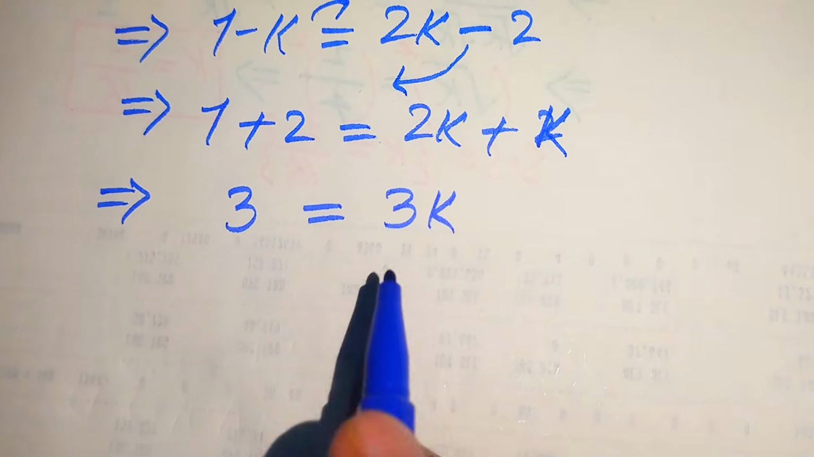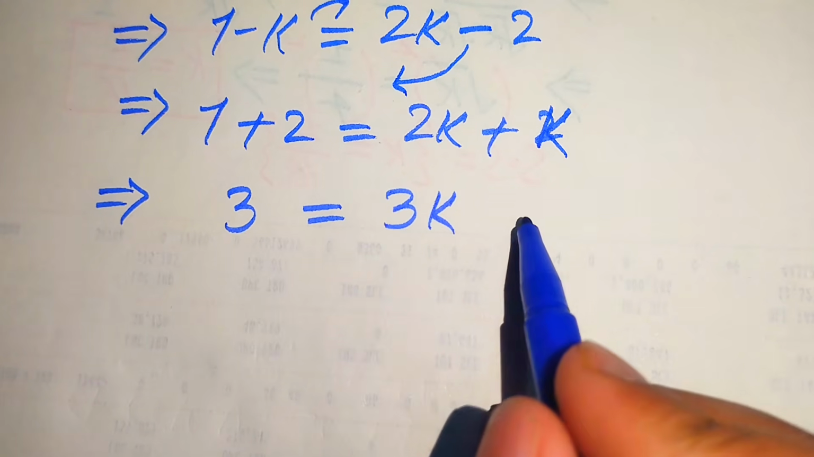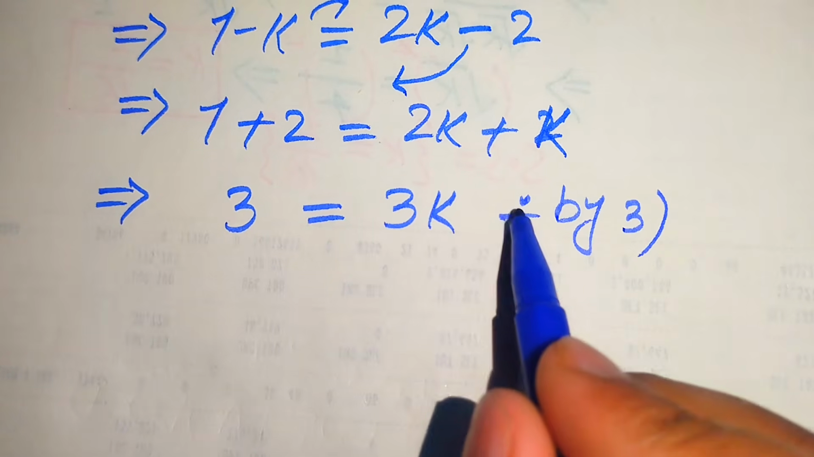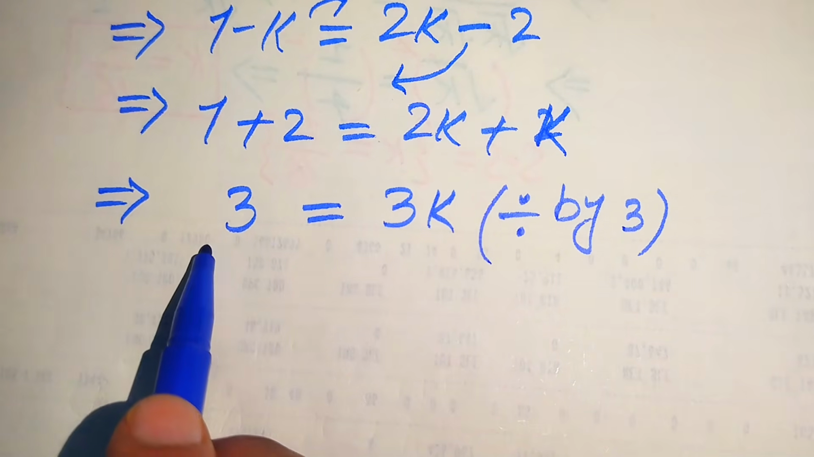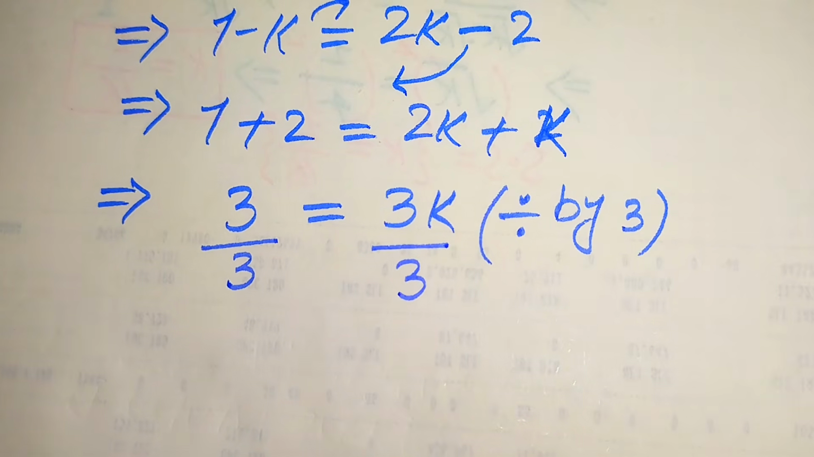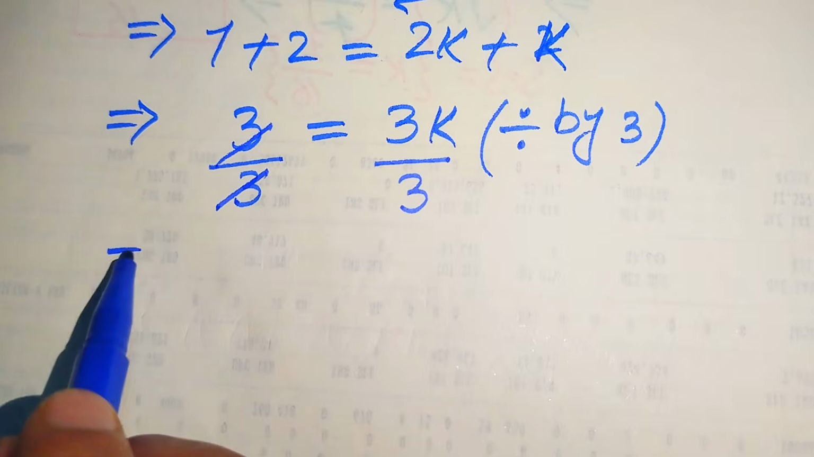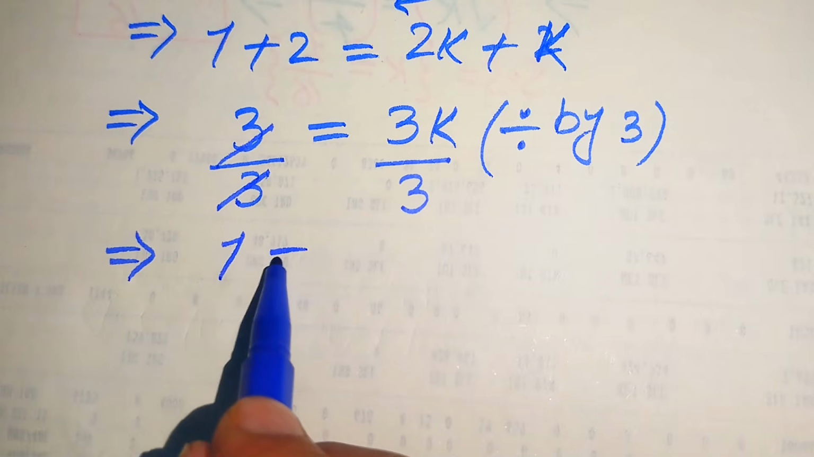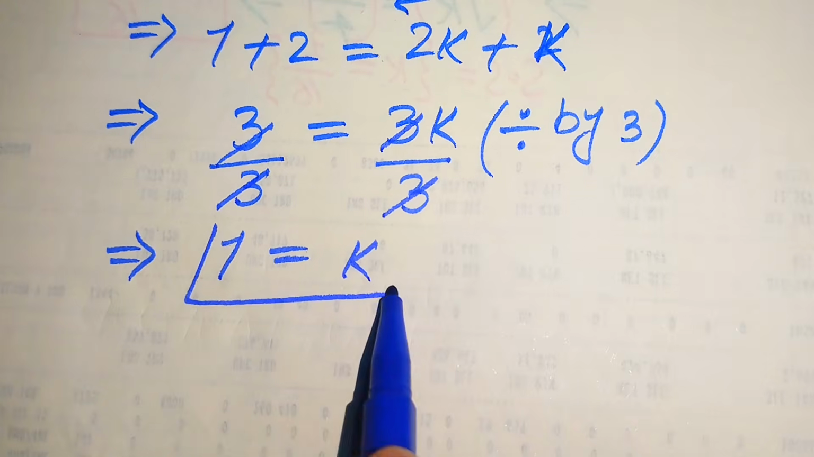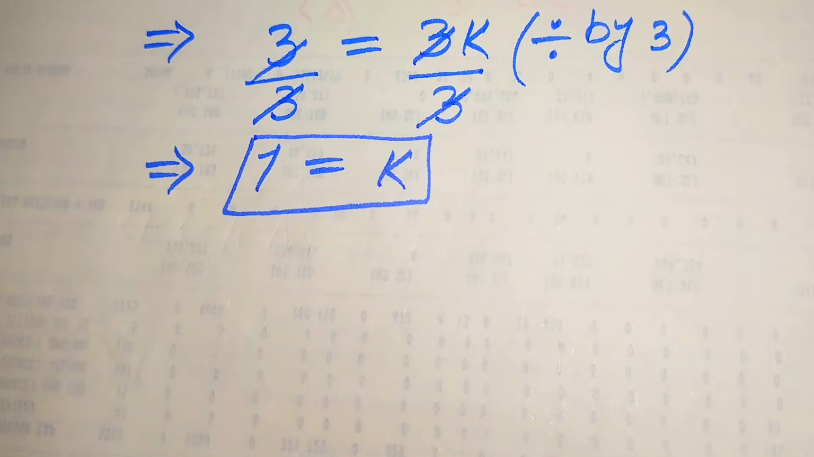And here for the value of k, we need to remove this 3 from the right hand side, and for this we divide both sides by 3. When we divide each of these terms by 3, it becomes 3 divided by 3 equals 3k divided by 3. This 3 and this 3 are gone, and we get 1 equals, this 3 and this 3 are also gone, and we get k. This is the value of k which we get here in the first method.